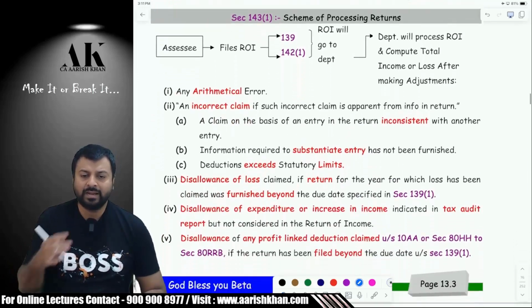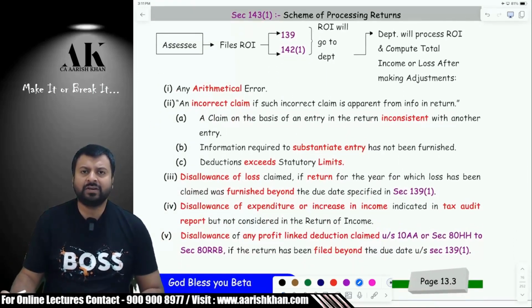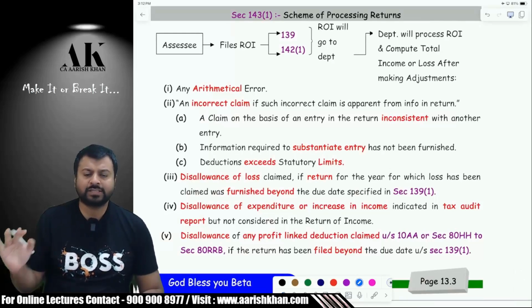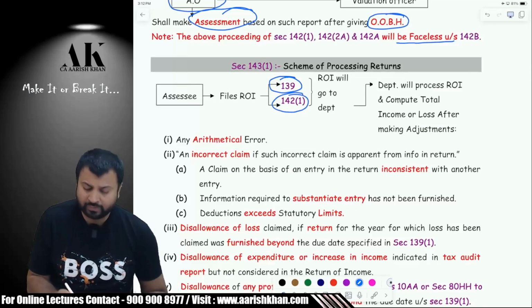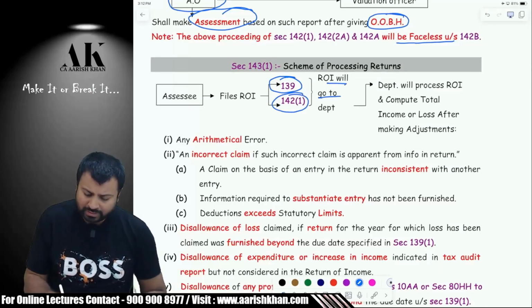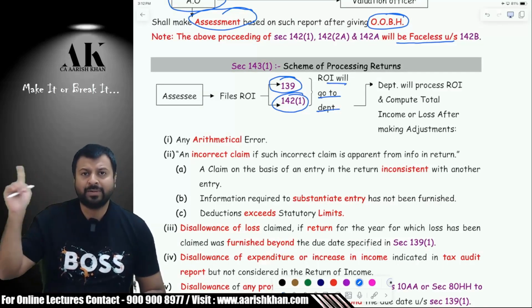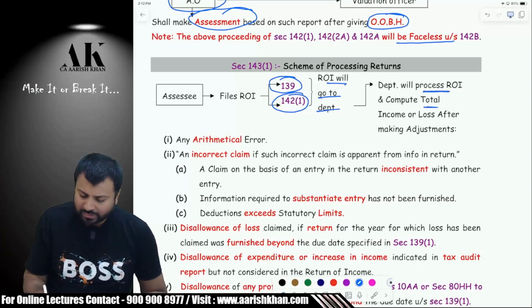Okay, let's go ahead with the next point, which is again a very important section, scheme of processing of return. All the returns which are filed under income tax law, either filed under 139 or filed forcefully under 142(1), will go to the department that is in Bengaluru. And in Bengaluru, the return will be processed. Your total income will be determined.